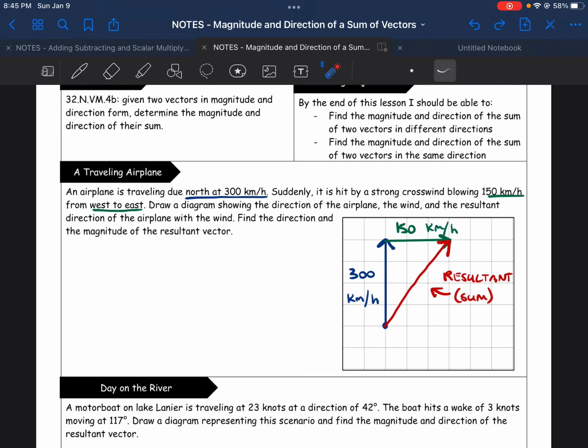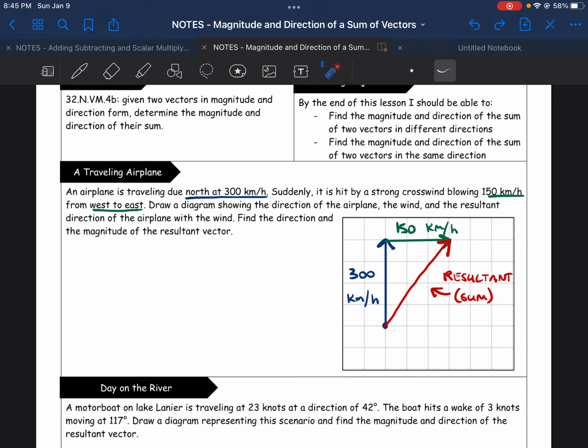Here's our picture. Notice we start going north at 300 kilometers per hour. So this is our starting point. Go north, 300 kilometers per hour. Then we get hit by the crosswind blowing 150 kilometers per hour from west to east. Keep in mind, north, east, south, west. So going from west to east, here's our plane. It gets hit going west to east by this crosswind at 150 kilometers per hour.